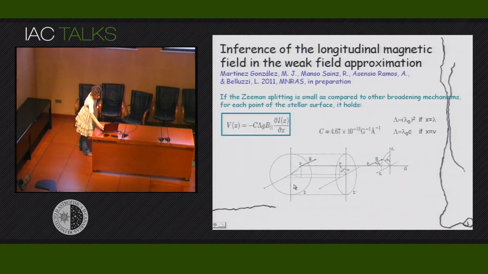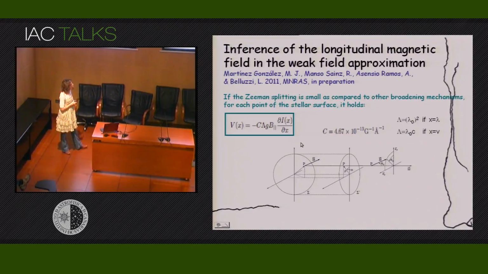And this is the theory we used, the so-called weak field approximation, in which the Stokes V profile is proportional to the derivative with respect to wavelength of the intensity profile, and proportional to the longitudinal component of the magnetic field, so the component along the line of sight. But of course, what we measure in stars is not the Stokes V profile, it is the integral over the stellar surface of this magnitude. So we integrated over the stellar surface, and we got this formula, which is formally the same as the previous one, but for fluxes.